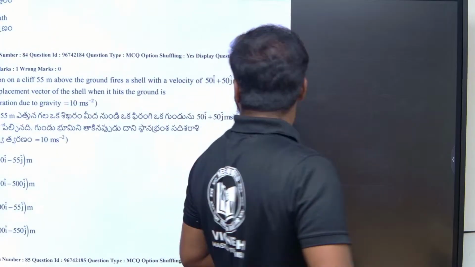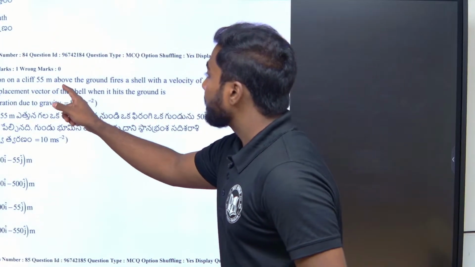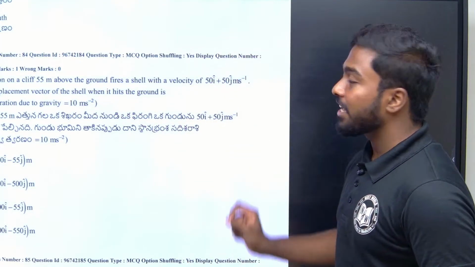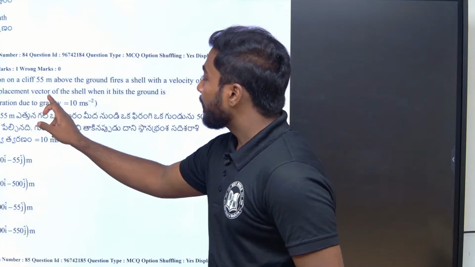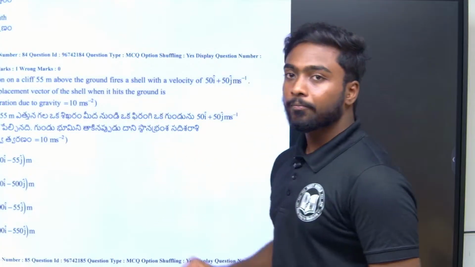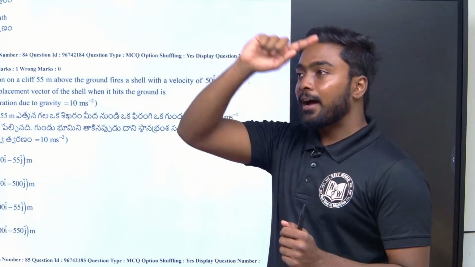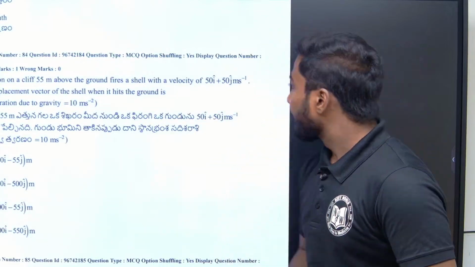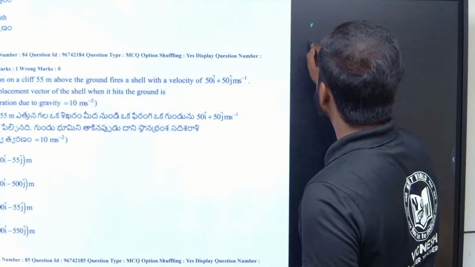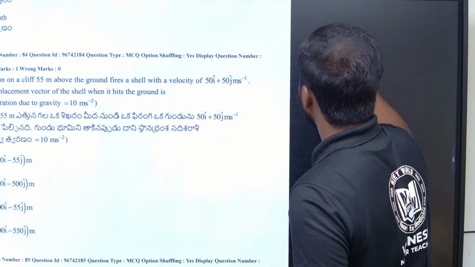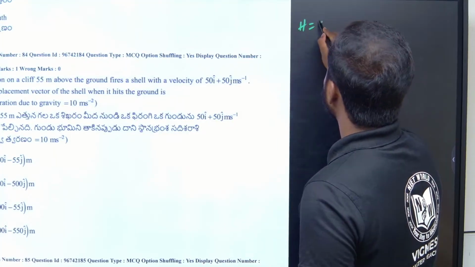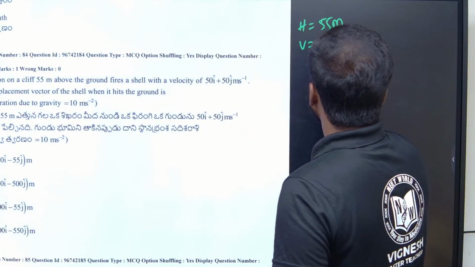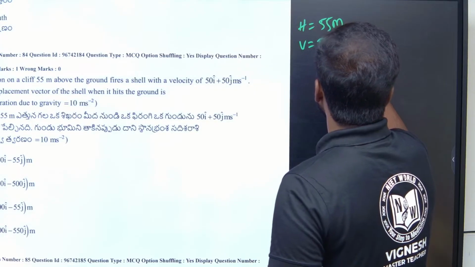So a cannon on a cliff 55 meter above the ground fires a shell with velocity of 50 i cap plus 50 j cap meter per second. The displacement vector of the shell when it hits the ground. So he is shooting like this, and after shooting it hits the ground. I need to find the displacement they are asking. So I'll write the given things first: the height is equal to 55 meter, and the velocity is nothing but 50 i cap plus 50 j cap.